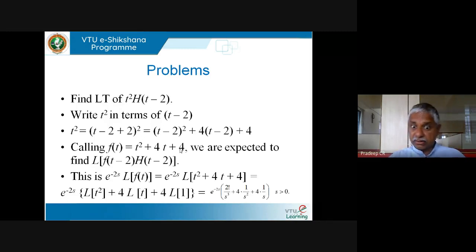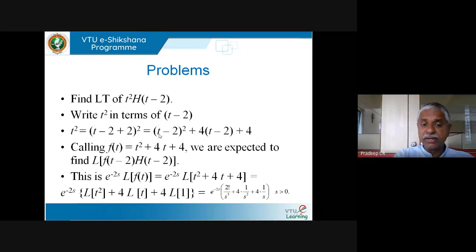I hope it is clear. This last exercise is not important. The whole purpose of this problem is you have to recognize that you have to write this in terms of t minus 2. And after writing, what is the function you are going to take? That is what is needed.